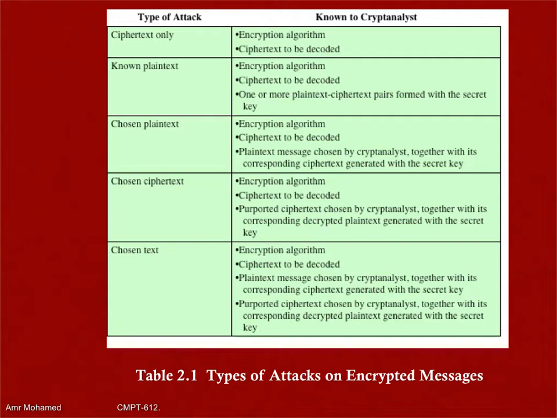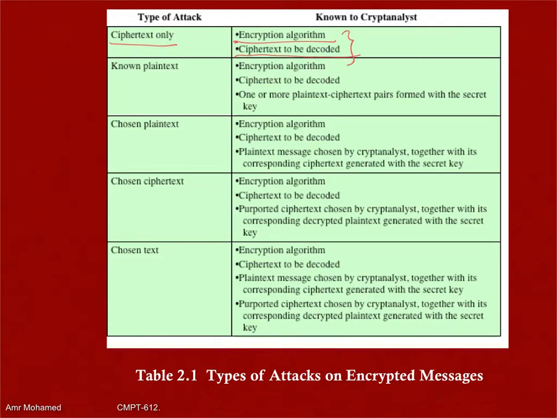Now the types of attacks, based on what the attacker knows. The minimum amount of knowledge for the attacker is the ciphertext, as we said, because the ciphertext is transmitted over the network as plain text. So the attacker knows at minimum the ciphertext. Okay. So the attacker knows the encryption algorithm because it's public, and he or she knows the ciphertext.